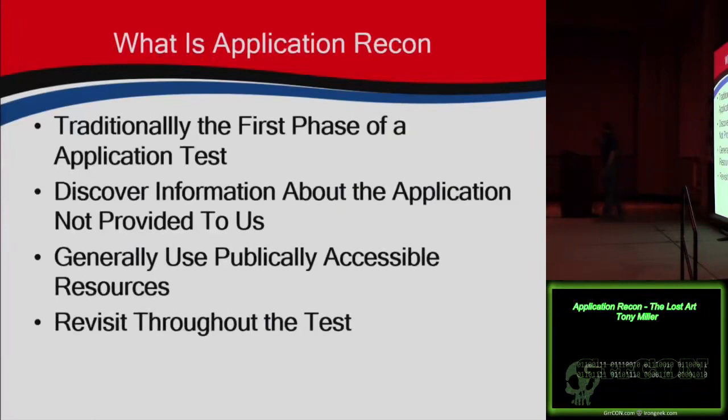Generally, we're using publicly accessible resources. You saw Google up there before. We saw DNS records. You're going to see some other things. Social media. That's all stuff that's out there to be had. It's, again, that concept of open source intelligence. It's all there for us. We just got to use it and know how to find it.